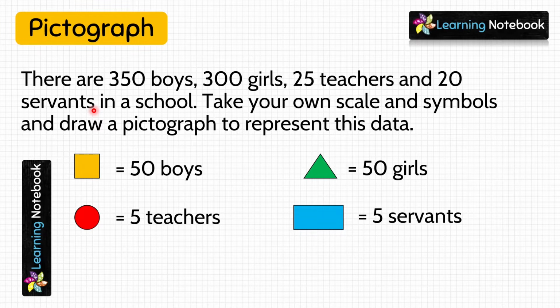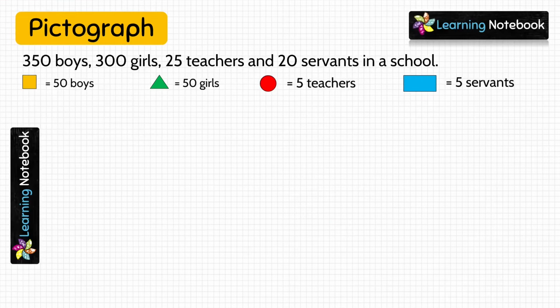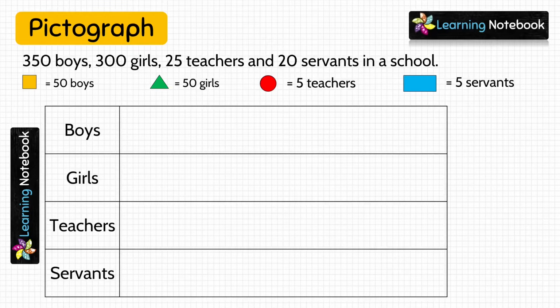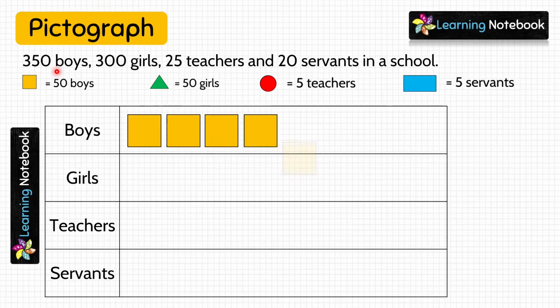So now in this way we have decided upon the pictures and their scale. So we can now easily make a pictograph. So let's make a table and write boys, girls, teachers and servants on the left hand side. Now to represent 350 boys, we will make 7 squares because each square represents 50 boys.